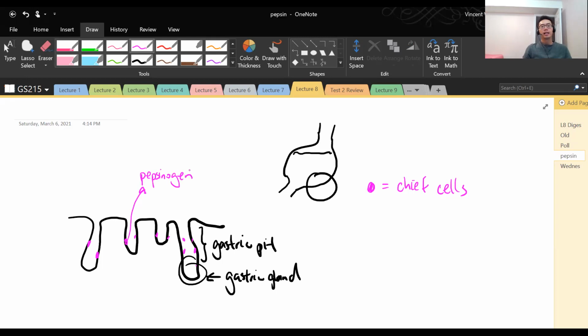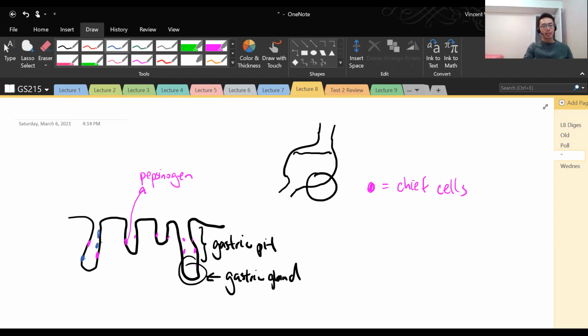Pepsinogen. I don't know if you remember this, but this was way back in lecture 2 or something, right? I told you ogen means inactive, right? At the time we learned about fibrinogen, right? So ogen is inactive. So pepsinogen here is inactive, it's not going to be able to do anything yet. So to activate it, we are actually going to need something else.